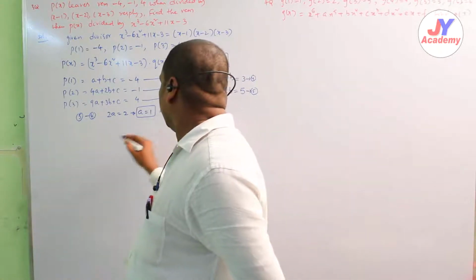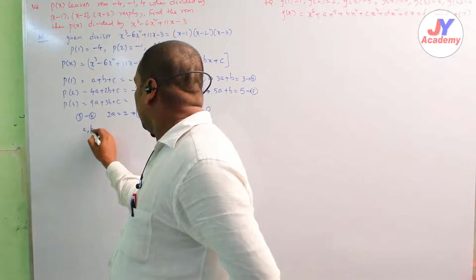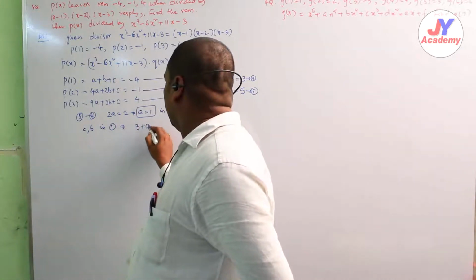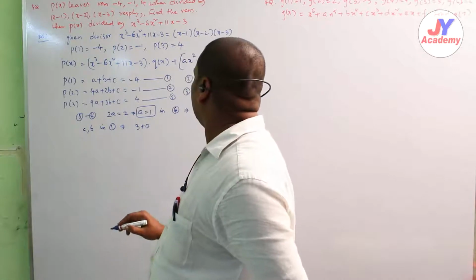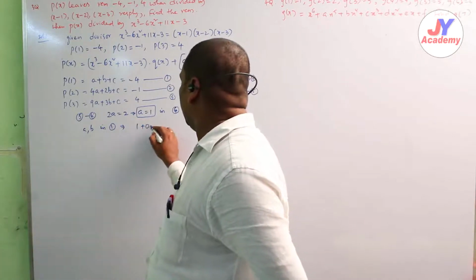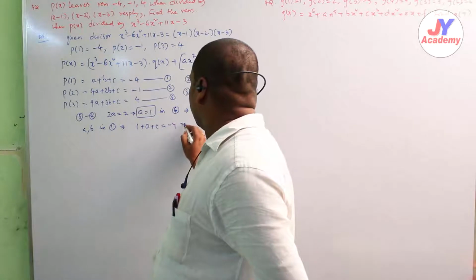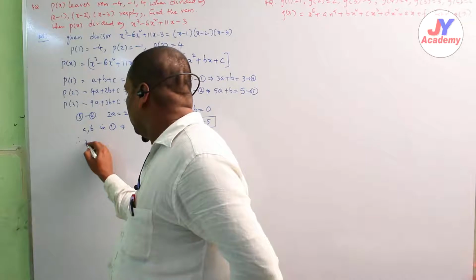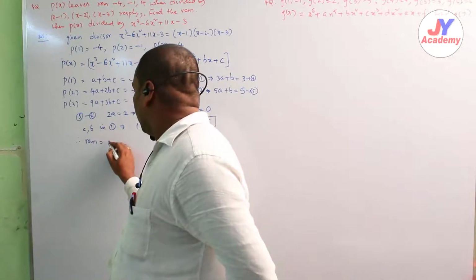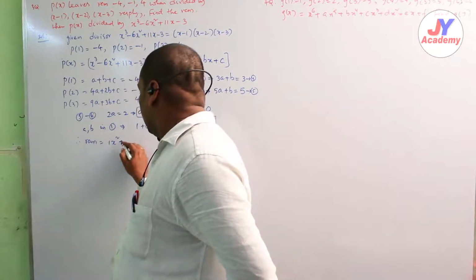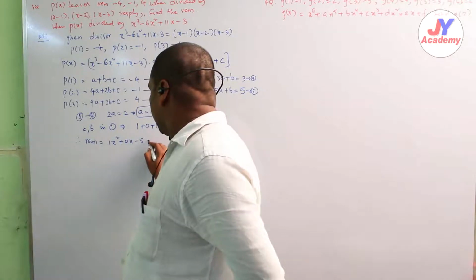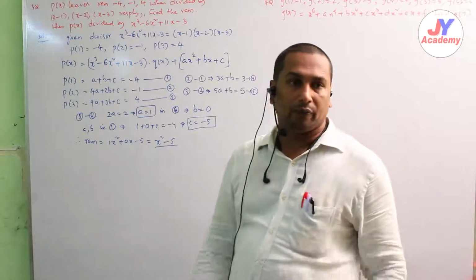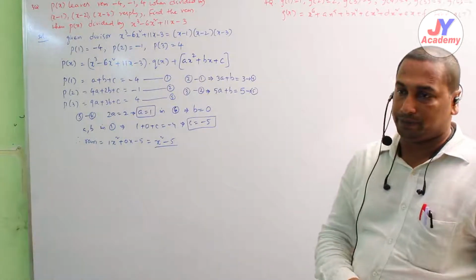Okay, now a comma b in the first equation, a value 1, 0: 1 plus 0 plus c is equal to minus 4. So c is equal to minus 5. So therefore, what is the remainder? 1x square plus 0x minus 5. That is equal to x square minus 5. That is the remainder.